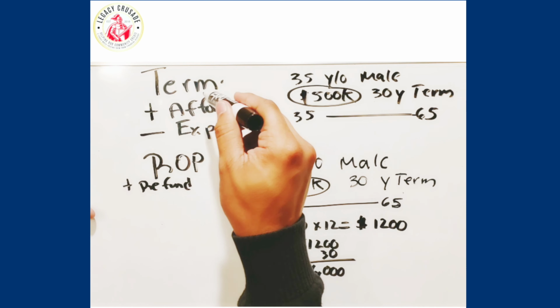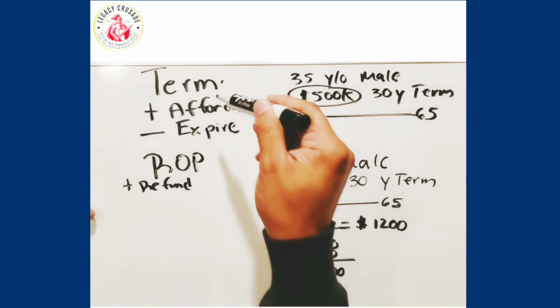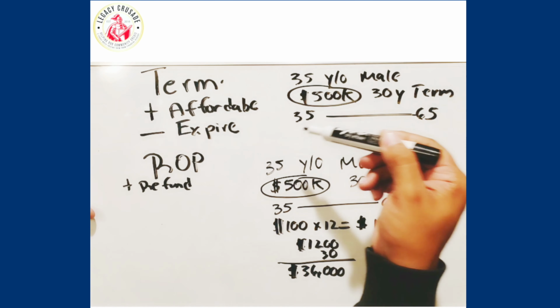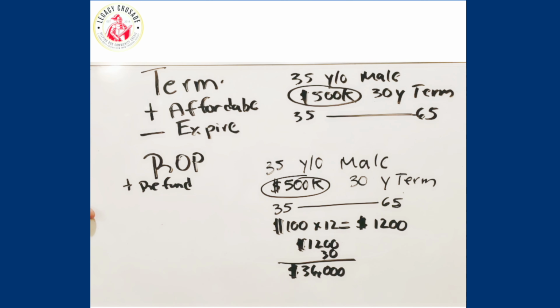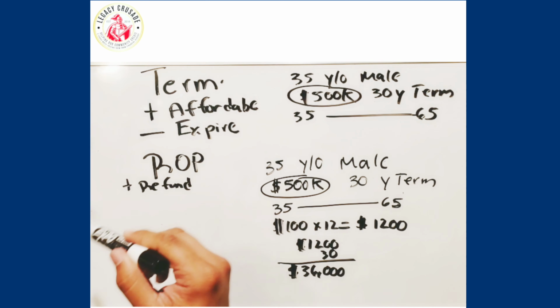So the most basic form of life insurance you see is term. The great thing is it's the most affordable, but it does expire. ROP is the next version up. The great thing about it is it's still affordable, and you get a refund if you outlive the policy. So that is the second form.